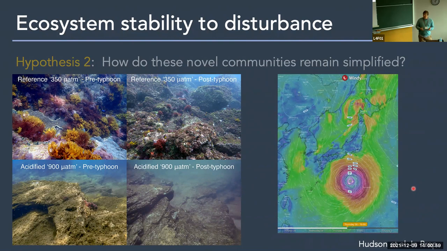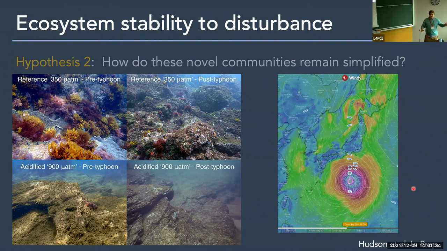And so we started to think that, well, if you've got this big change in the composition of the community, between our normal present day, diverse corals and algae, and our very simplified and degraded turf, then presumably they must respond differently to disturbances. And what better disturbance to use than a massive typhoon? So we decided to start tracking how the community was changing month by month over a 3-year period.